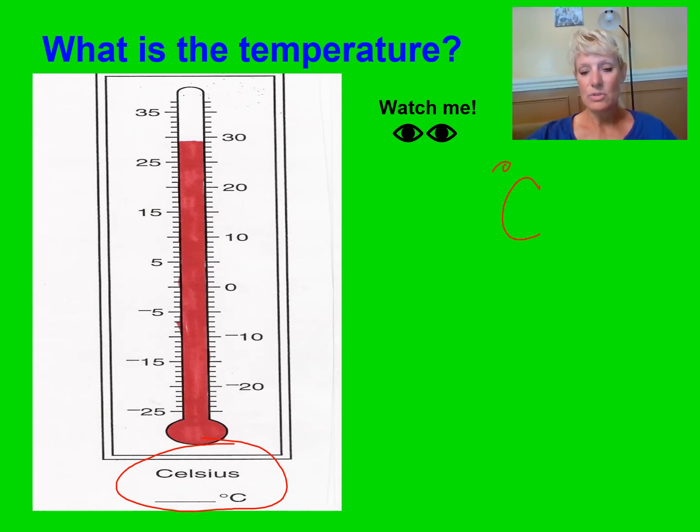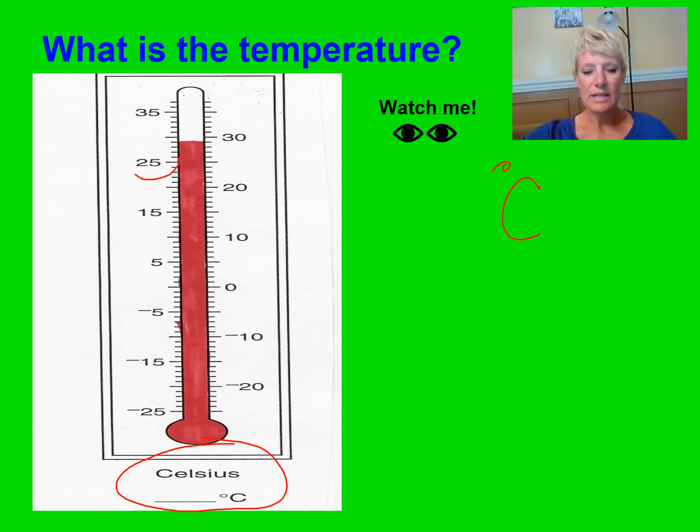So my answer is going to be in degrees Celsius. All right. The second thing that we need to look for is that these are counted a lot of different ways. Sometimes they go by 1, sometimes they go by 2, sometimes they go by 10. In our case, we have to determine how many of these little notches are going for.